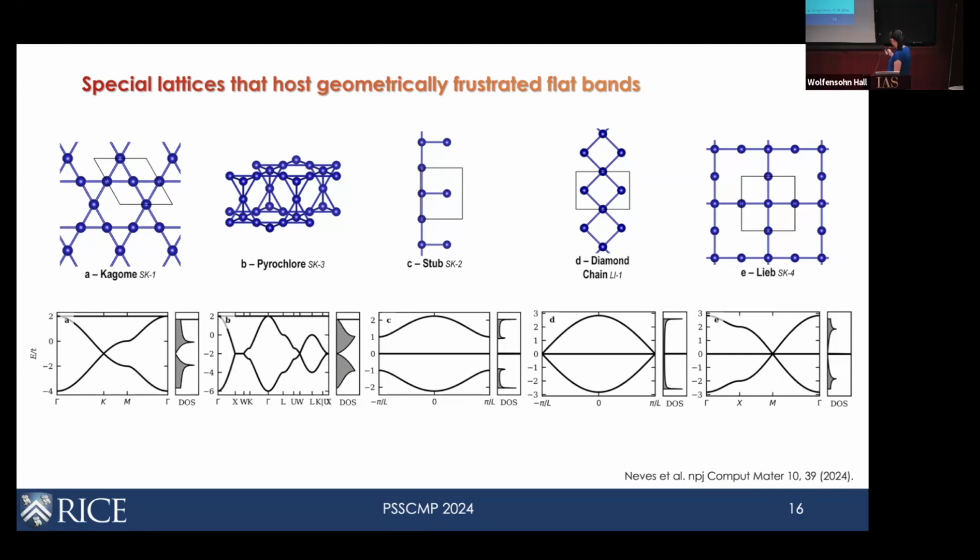This is a very nice work from Joe Checkelsky's group, where they pull through compounds in Materials Project and look for these most commonly occurring lattice motifs that will give you, in a tight binding calculation, flat bands in these structures, right? These are the top 5 contenders that are occurring.